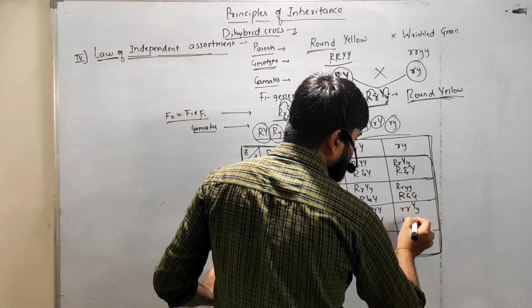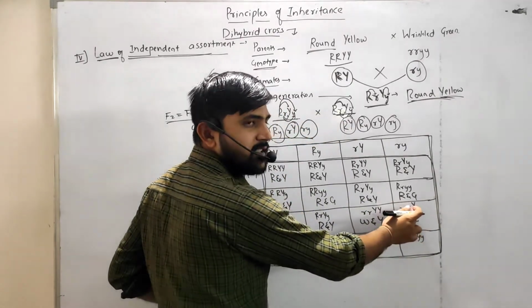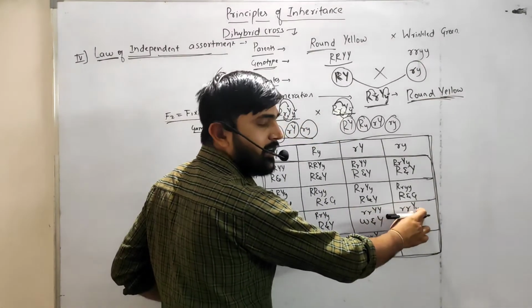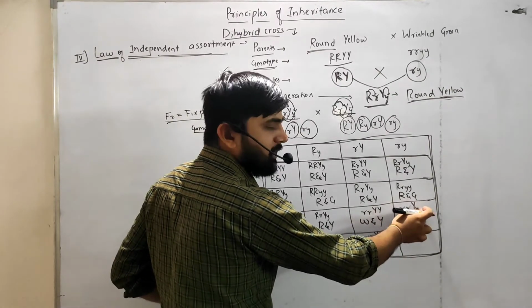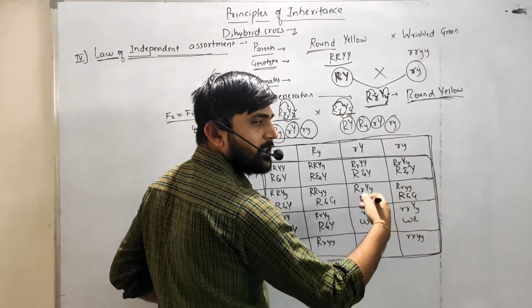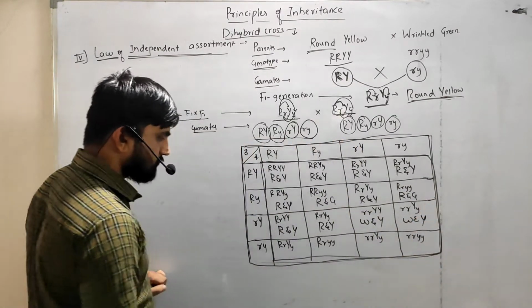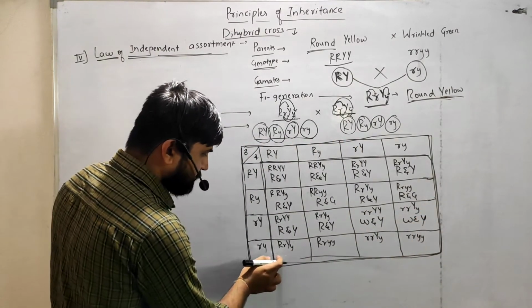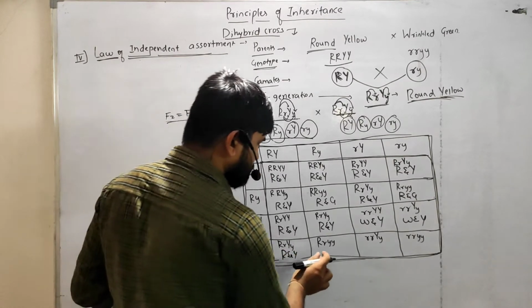And this is wrinkle. Capital Y represents yellow and small y represents green. So capital Y is dominant over small y, which is why capital Y expresses the character. So it should be wrinkle yellow, right? And here this is round and yellow.